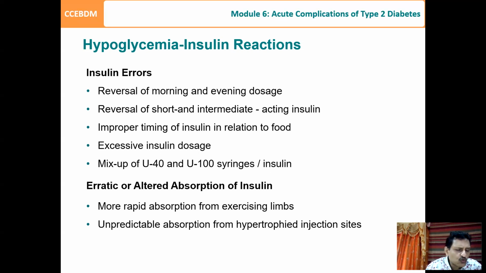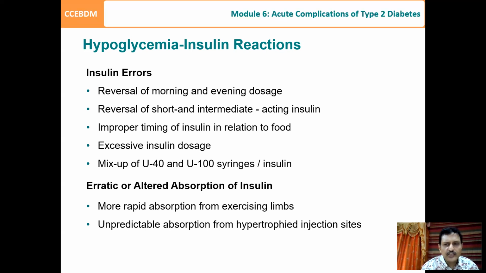Now, sometimes if you do exercise after taking the injection, there may be rapid absorption, and that can precipitate hypoglycemia. So that is an important issue. Exercise itself can precipitate hypoglycemia, especially if it is an unaccustomed exercise. If you are doing the same exercise every day and your insulin injection is adjusted with that amount of exercise, then there is no problem. But if you are doing an unaccustomed exercise, and more so just after taking the injection, the possibility of hypoglycemia is much higher.